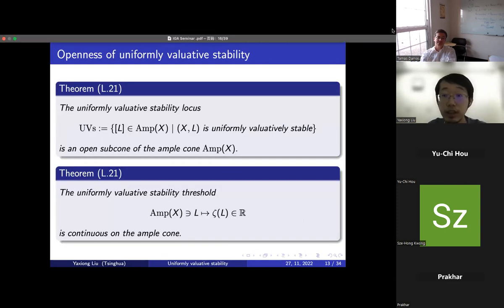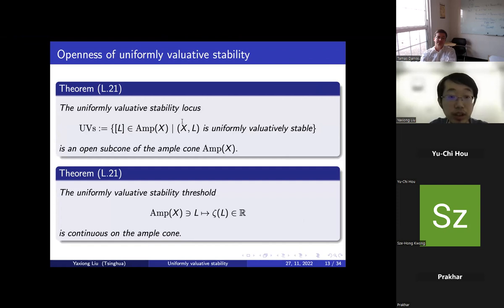So my theorem is that uniform valuative stability is an open condition, which means the uniform valuative stability locus is an open subcone of the ample cone. We can also show, by a similar technique, that this uniform valuative stability threshold theta invariant is continuous on the ample cone.